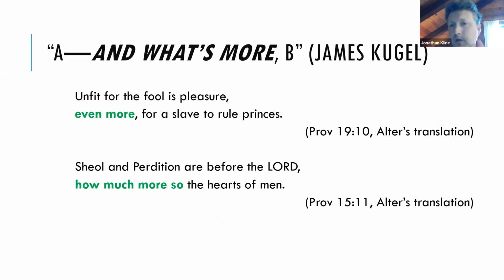James Kugel, whom I mentioned at the beginning of the presentation, has generalized parallelism to be "A and what's more B." So the first line says one thing, A, and then the second line says, and what's more, B. This is fine as a generalization. It's not universally descriptive of Hebrew poetry, but there's actually a few examples where you get this kind of thing explicitly, like in Proverbs 19:10. "Unfit for the fool is pleasure, even more for a slave to rule princes." So it's an a fortiori argument. If the first thing I'm saying is true, how much more is the second thing true? A and what's more B. Proverbs 15:11. "Sheol, the grave, and perdition are before the Lord. How much more so the hearts of men?"